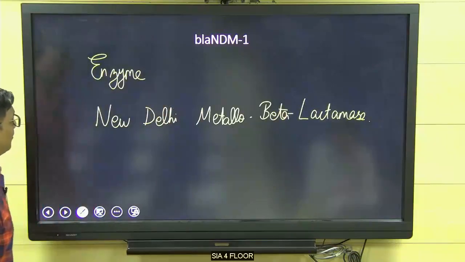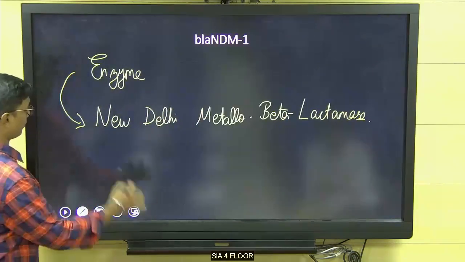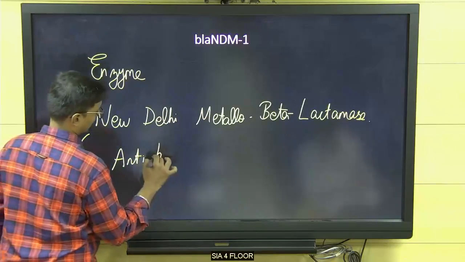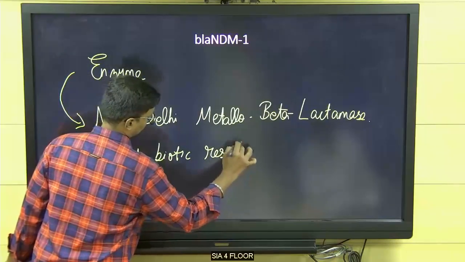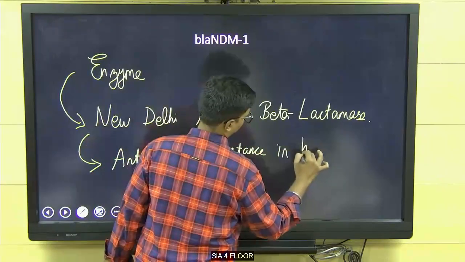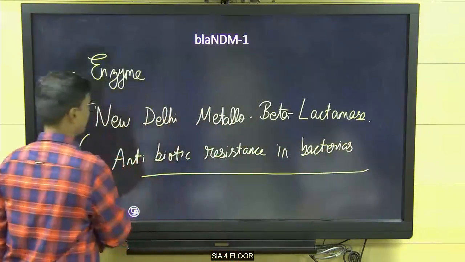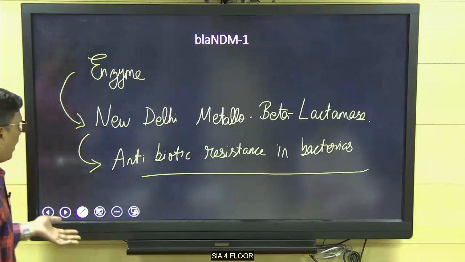This is abbreviated as BLA NDM. I repeat, this is an enzyme. So why is this enzyme important? Because it causes antibiotic resistance in bacteria. It has been named New Delhi metallo beta lactamase because for the first time this was discovered in the New Delhi metro water supply. Good.